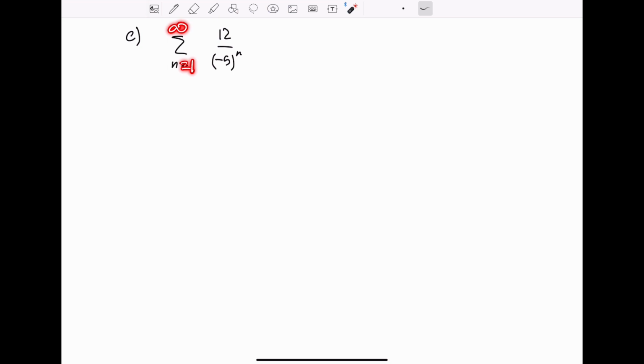I can say that n is greater than or equal to 1, or I can say that n begins at 1 and goes to infinity. They're both the same. So I can expand out several terms here. I'd start with 12 divided by -5 to the first, which is -5, plus 12 divided by -5 squared. -5 squared is 25. And then 12 divided by negative 5 cubed. I'm back to negative again because I have negative 5 to an odd power. So this would be 12 divided by negative 5 cubed, which is negative 125, and it keeps going.